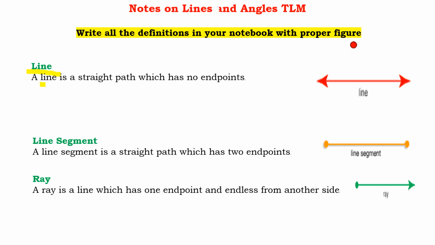Line. A line is a straight path which has no end points, means it can move in any of the directions. A line segment is a straight path which has two end points. So it is actually part of a line. It cannot move in any direction. A ray is a line which has one end point and is endless from the other side. Means from this side it is fixed, and the arrow where you can see, from this side it can move further also.